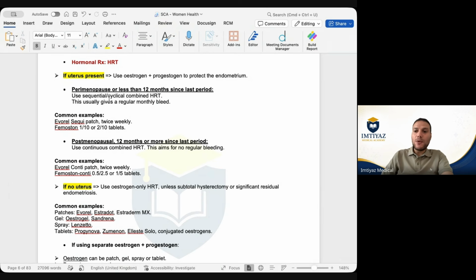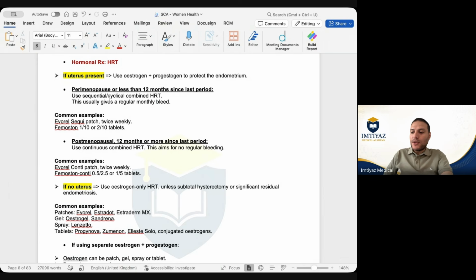Sequential HRT, what happens in sequential HRT? She takes estrogen every day. However, she takes progesterone for 10 to 14 days, either every month or every 3 months, to induce bleeding and to offer some protection to the endometrium. Sequential HRT we give if she is less than 50 years old or she is still in the first 12 months of her menopause.